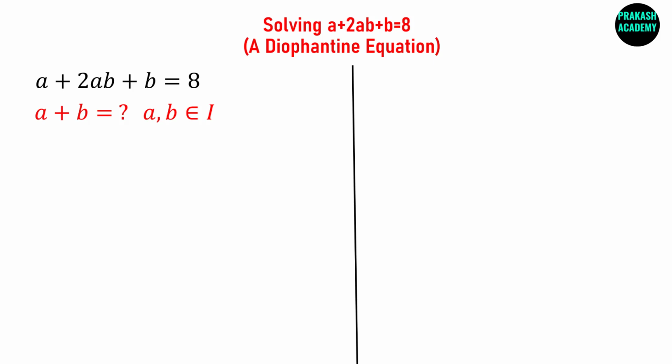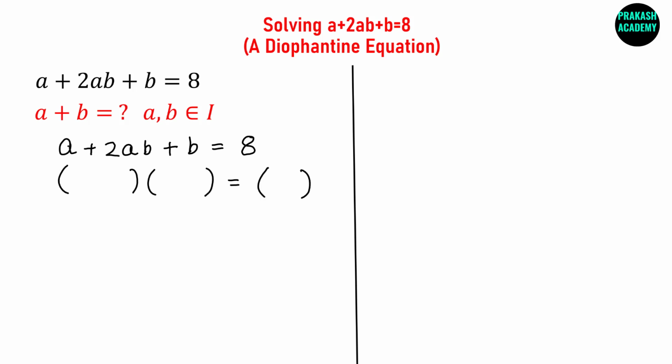So we will use the method of factorization. So I have a + 2ab + b = 8. I can convert this expression into something like some number multiplied by another number is equal to some number. Now I have to find what these numbers are. So this is my target. There are two things: we have to factorize this and then find possible solutions.